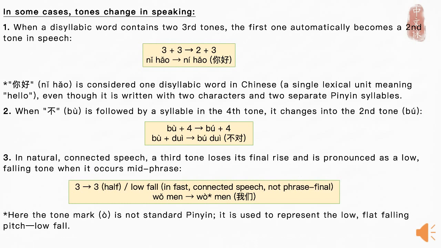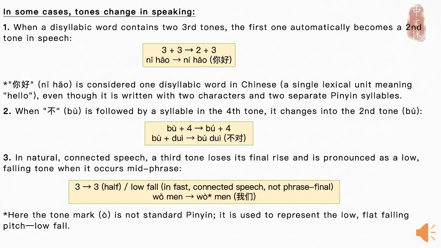In some cases, tones change in speaking. When a disyllabic word contains two third tones, the first one automatically becomes a second tone in speech. For example, ni hao becomes ní hao. Ni hao is considered one disyllabic word in Chinese, a single lexical unit meaning hello, even though it is written with two characters. When bu is followed by a syllable in the fourth tone, it changes into the second tone, bú. For example, bu dui becomes bú dui.